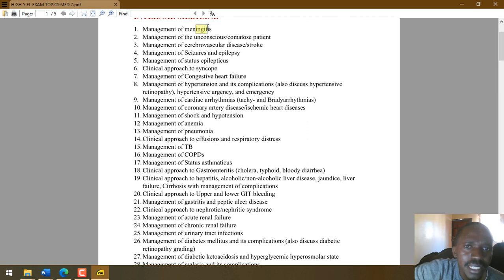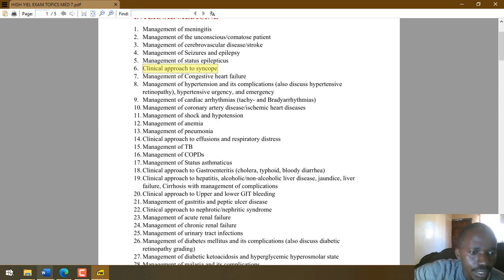Okay, I've done meningitis, unconscious and comatose patients, stroke, not really, it's too long, seizures, epilepsy, okay, fine, let's do syncope. I think this is one topic that I haven't read as much, or haven't really done so much concerning it, so let's have a look at syncope today.